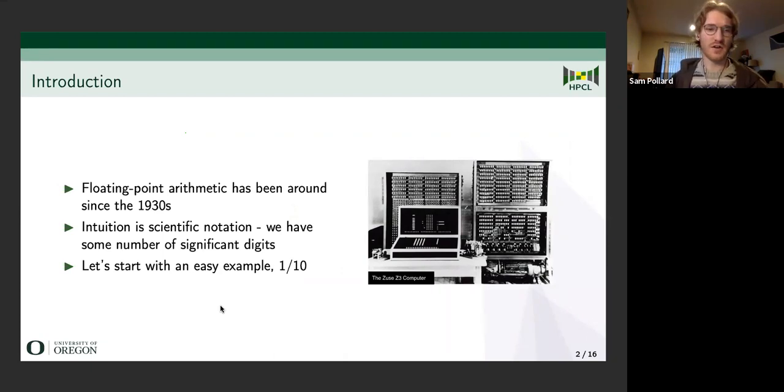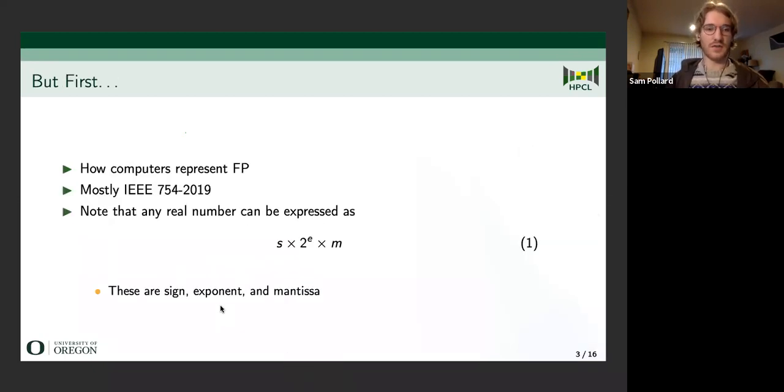But the reason this started is that it is really intuitive for scientists. We have scientific notation, right? We all learned this in grade school. If anyone didn't, feel free to let me know now, and we can go over that. But I want to have this motivating example of 1/10, which would be 1 times 10 to the negative 1 in scientific notation. How would we do 1/10 in floating point? But in order to get there, we have to talk about a few things.